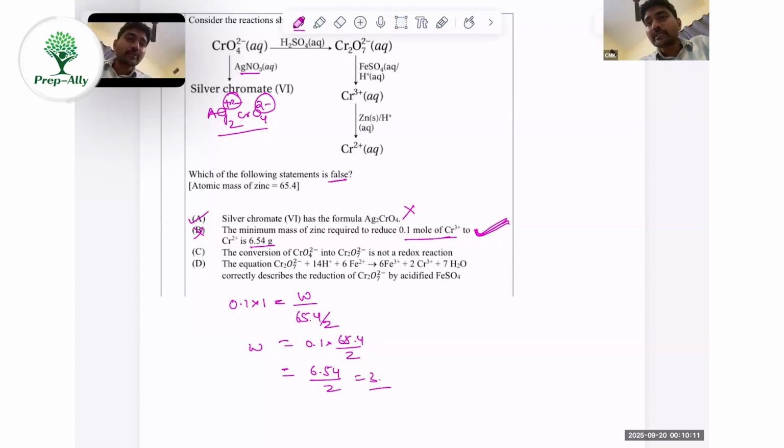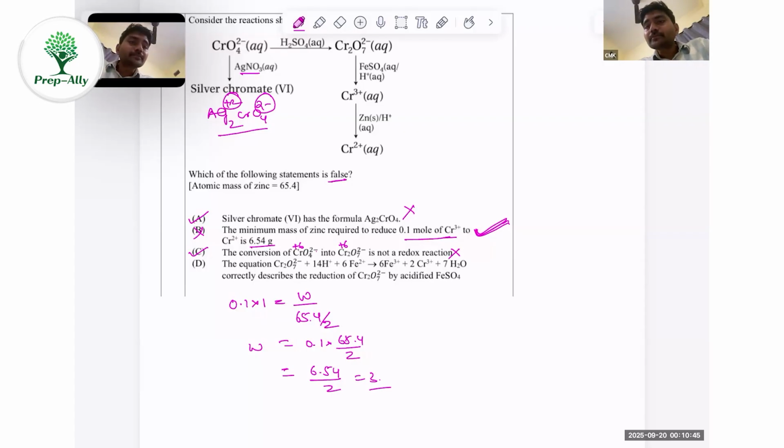Now C and D: the conversion of CrO4 2- to Cr2O7 2- is not a redox reaction. So we will check this. Chromium is in which oxidation state here? CrO4 2- means +6. Here in Cr2O7 2- also the oxidation state of chromium is +6. So this is not a redox reaction. The statement is correct, so this is not our answer.